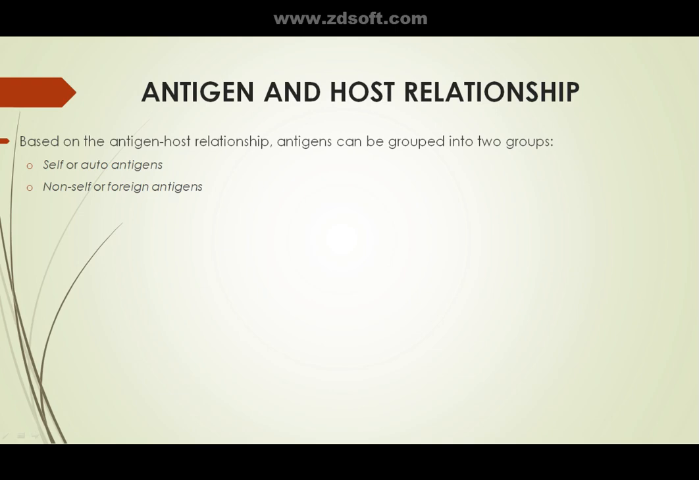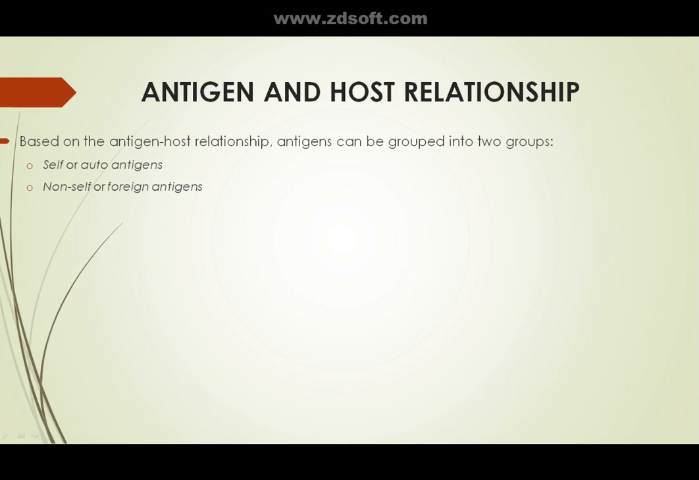These antigens are of different types. There are self or auto antigens and non-self or foreign antigens. What is a self antigen or auto antigen? Our own cells and molecules are called auto antigens. For example, the lens of the eye or the sperm which is present in the male organ, these are all antigens.